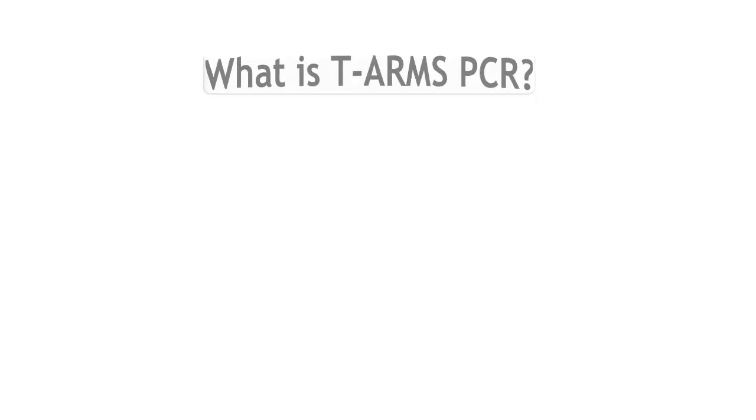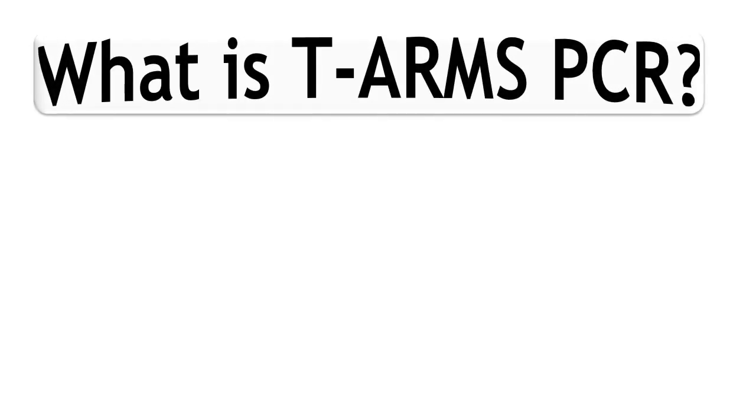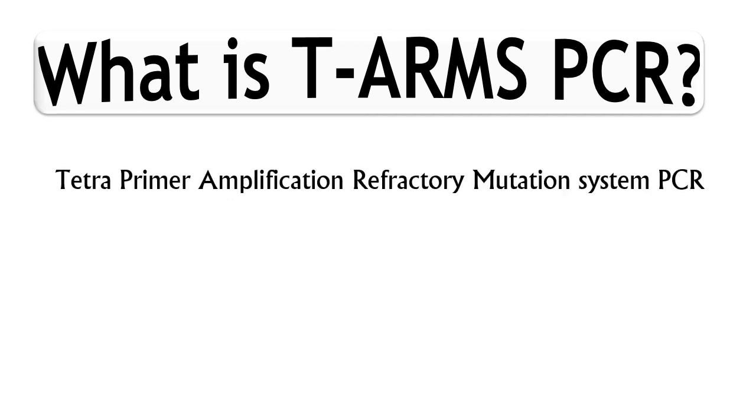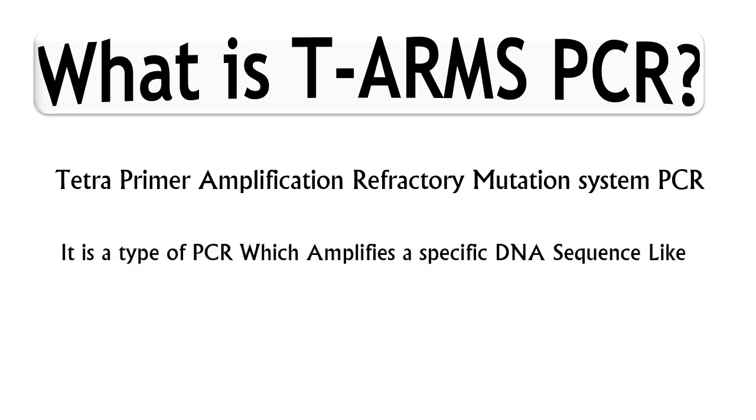Today we are going to discuss what T-ARMS PCR is. It is a type of polymerase chain reaction which amplifies a specific DNA sequence. T-ARMS means Tetra-Primer Amplification Refractory Mutation System PCR. It is a type of PCR which amplifies a specific DNA sequence only.